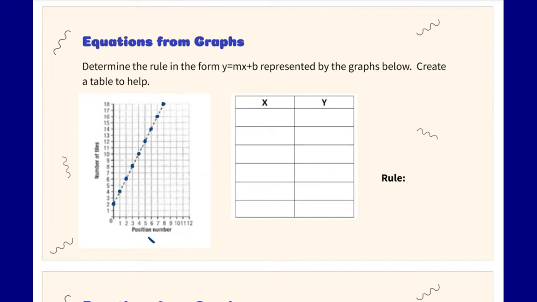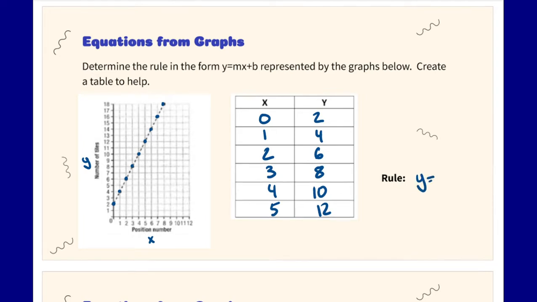Again, remember x is the horizontal, y is the vertical. So there's two coordinates for each point. So 0 and 2, 1 and 4, 2 and 6, 3 and 8, 4 and 10, 5 and 12. So from this, we should be able to come up with our rule. Even if we weren't able to quite get it from the graph, we should be able to do it from the table. If not, please make sure you review the previous lesson.